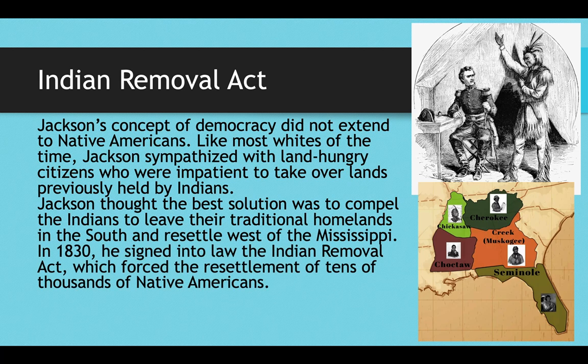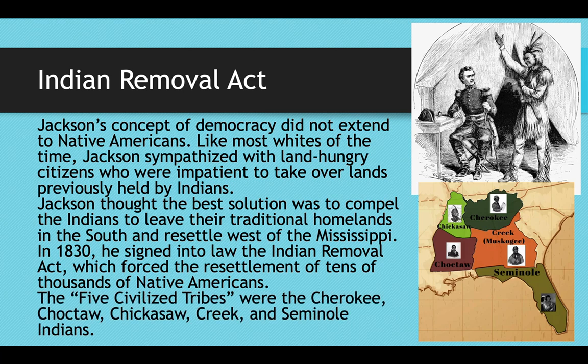So in 1830, he signed into law the Indian Removal Act, and this forced the resettlement of tens of thousands of Native Americans. In the next 20 years, about 60,000 Native Americans would be forcibly moved from the Southeast to Oklahoma and Kansas. In particular, this affected the 5 civilized tribes, as they were called by the U.S. government. And those tribes you see in the map: the Chickasaw, Cherokee, Creek, Choctaw, and Seminole.